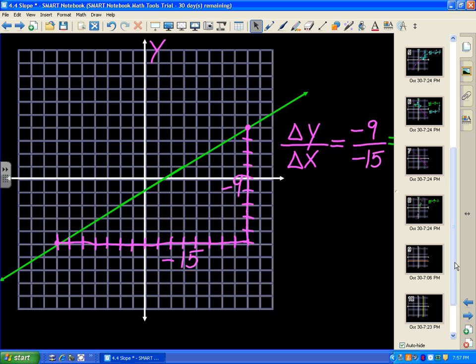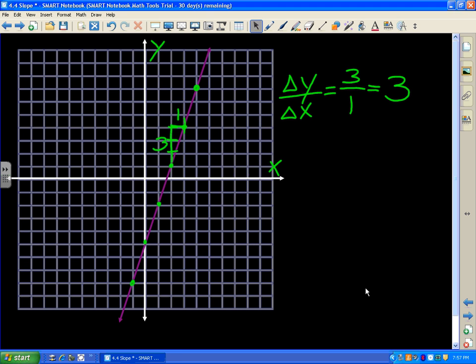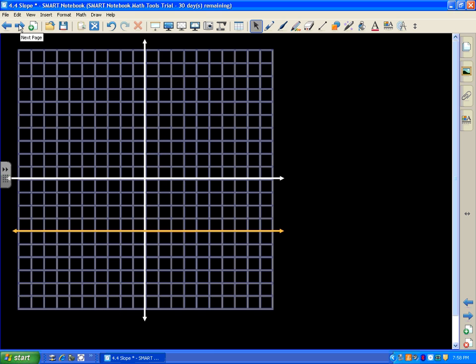Let's go back to where we were. Here's our last example that we just worked on. These graphs that we've just worked on have all had slopes that involved numbers that were not 0. And if we look at this graph here, the orange graph, this one is going to end up with a slope of 0.